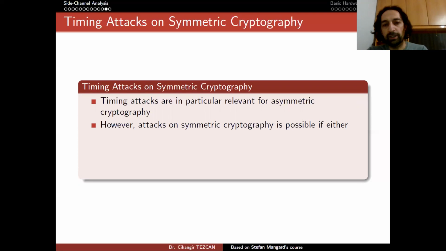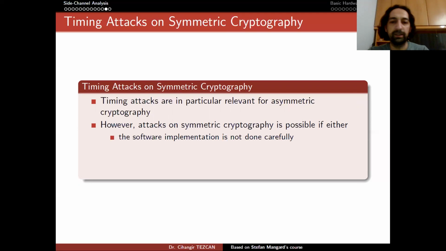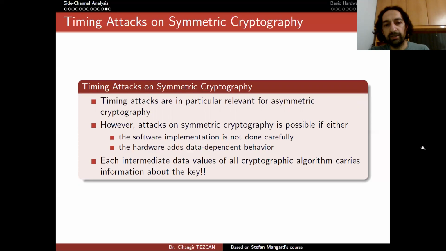However, attacks on symmetric cryptography are possible if either the software implementation is not done carefully or the hardware adds data-dependent behavior. Each intermediate data value of a cryptographic algorithm carries information about the key. That is the main idea behind these attacks.